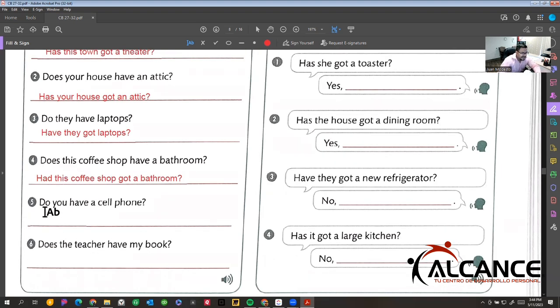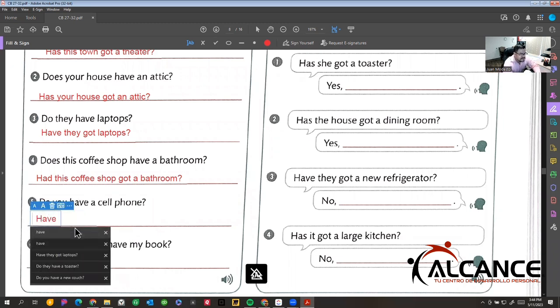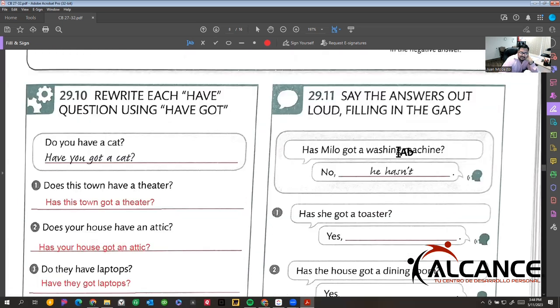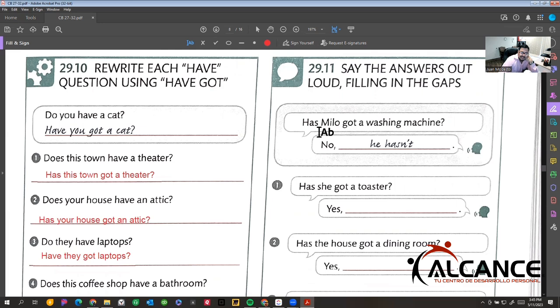Do, first person, do you have a cell phone? Have you got a cell phone? And this is for third person, right? So you just use, oops, I'm sorry, in this one. For this one, you just use has because, right? And you get rid of the have, okay? For this one, I think we have to listen to the audio. Has Milo got a washing machine? If you choose to listen to the audio. If not, you just have to fill it out.